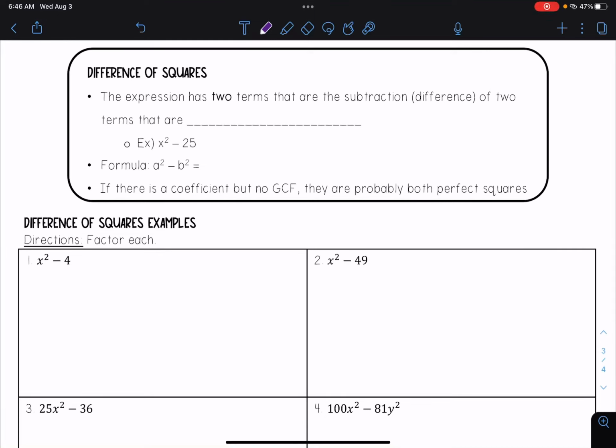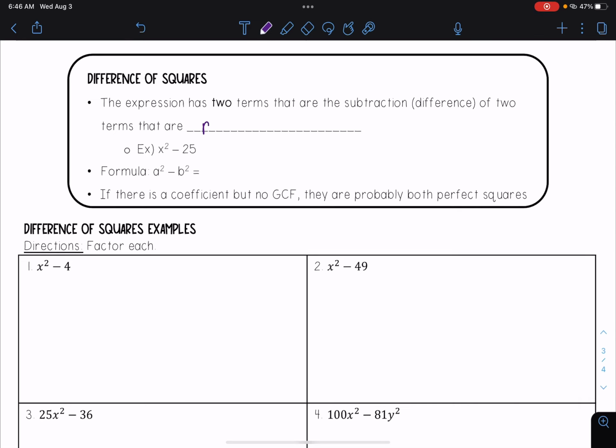In this video, we're going to talk about a factoring method called a difference of squares. This is a special case that we will find when we are trying to factor our quadratic expressions. The expression has two terms that are subtraction, or a difference, of two terms that are perfect squares.